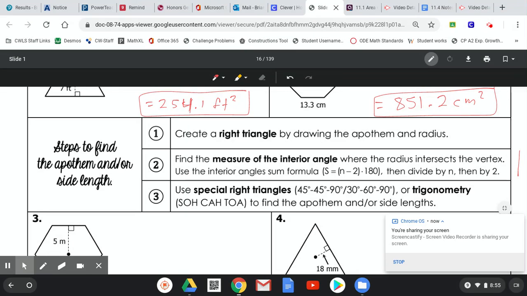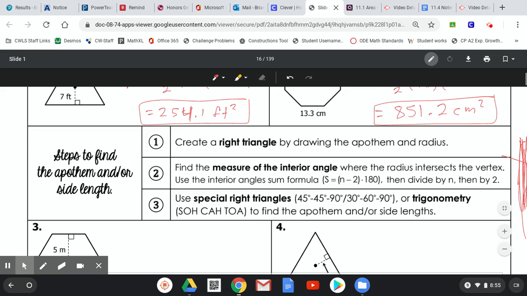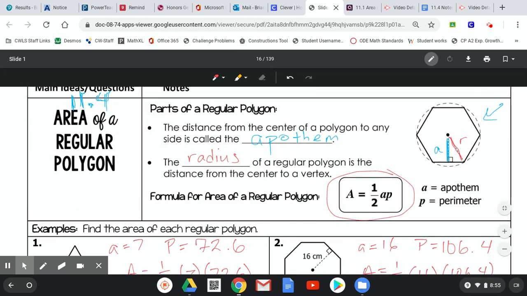Guys, they're not always just going to give you the apothem and the side. So basically, we're going to create a right triangle. Like I said, right triangles are not going away with the apothem and the radius. Just like we had up top, we're going to have a right triangle again. Up here, we had our right triangle right there.